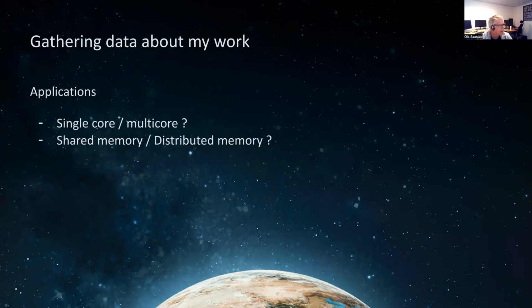So, gathering data about my job is the application. Assume that you didn't write it yourself. If you did, then you will know. So is it single core, multi-core, shared memory, distributed memory? The difference between shared memory and distributed memory is that if it's shared memory, you have to see all the memory on the system. If it's distributed memory, you can have it on different computers and exchange data as messages between the computers. And if it's multi-core, then it's normally shared memory.